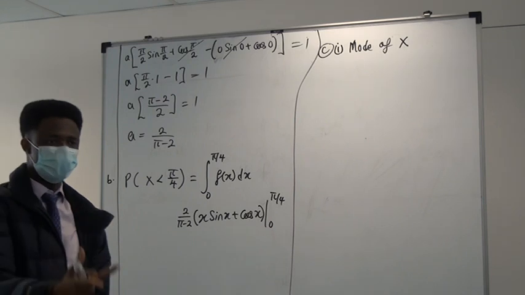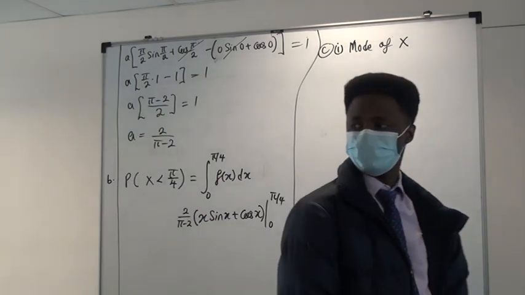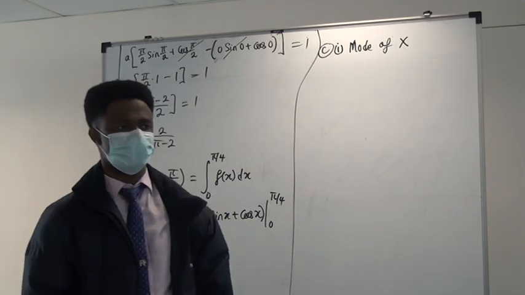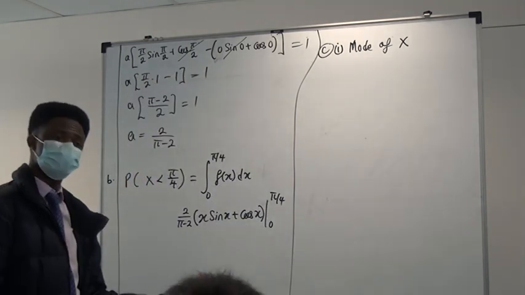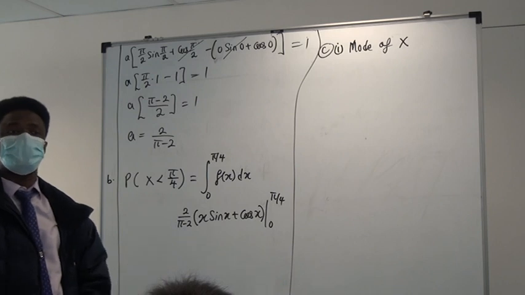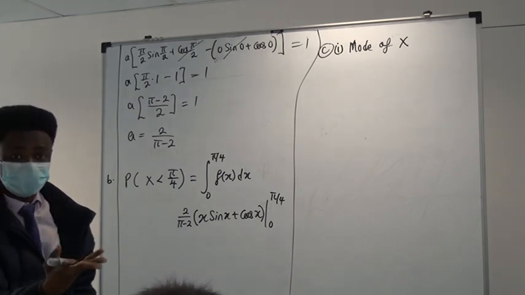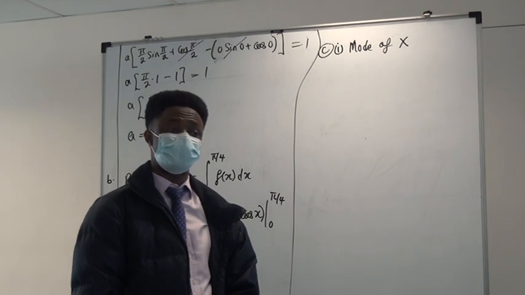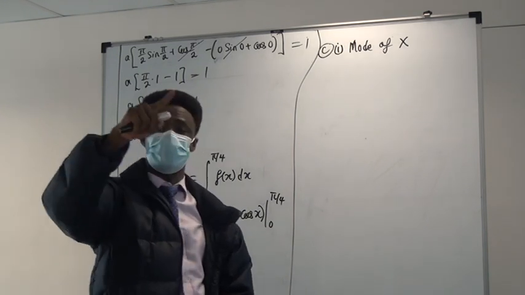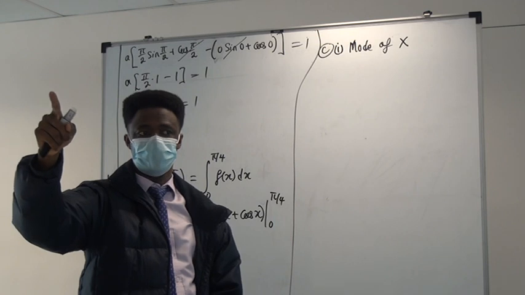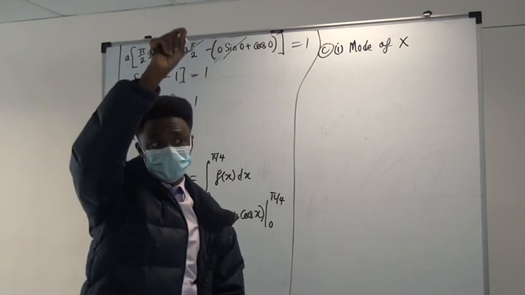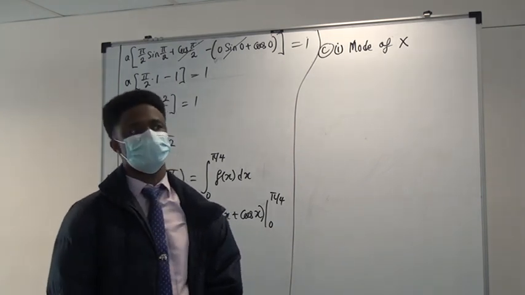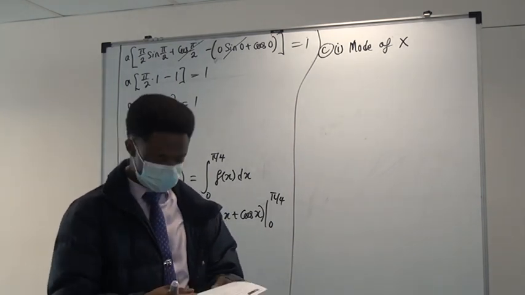What do you understand by mode? The range of the highest probability. Highest probability. So your probability is a function. When that function is higher, what is the value of X at the maximum of that function? If you are drawing a curve where you have that local maximum, what is the value of X at that point? We discussed that extensively.